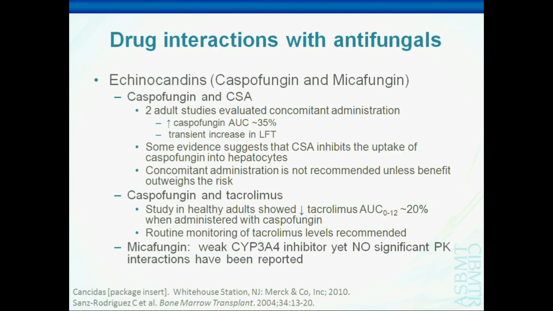Caspofungin and tacrolimus, when studied in healthy adults, showed a decrease in tacrolimus AUC by about 20%. But luckily, again, with any interaction with a calcineurin inhibitor, at least you can follow levels and adjust accordingly. Micafungin, which now is our echinocandin of choice, luckily, is a weak CYP3A4 inhibitor and has no significant PK interactions that have been reported.